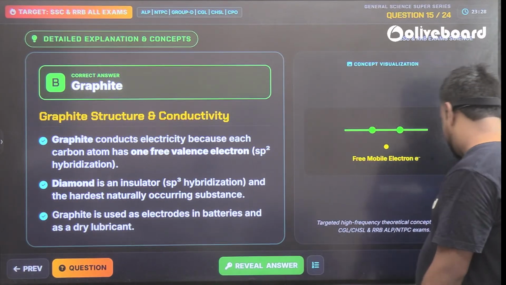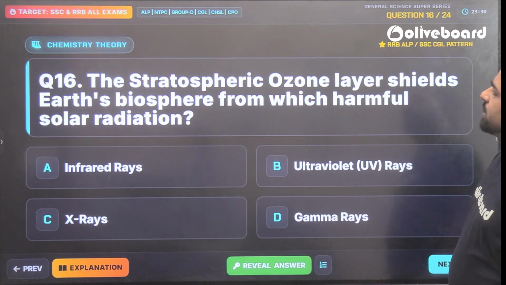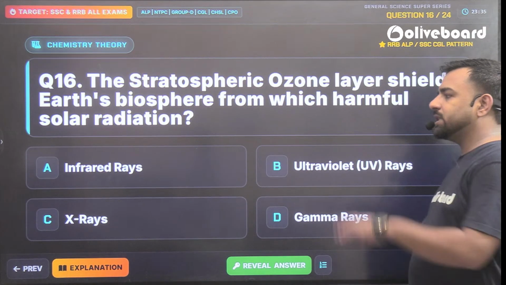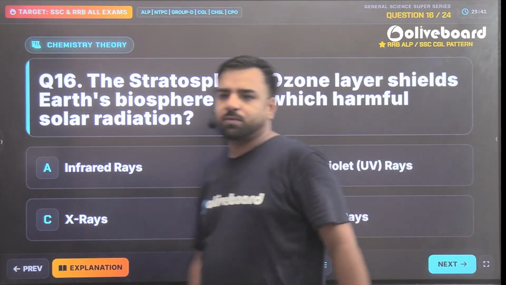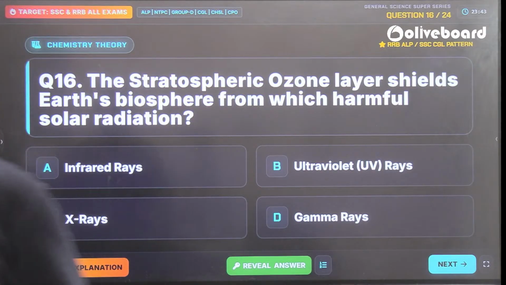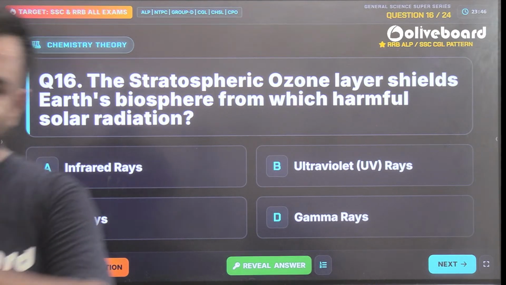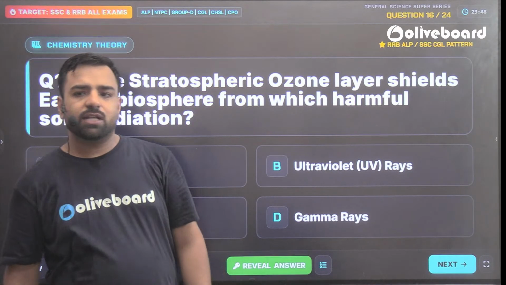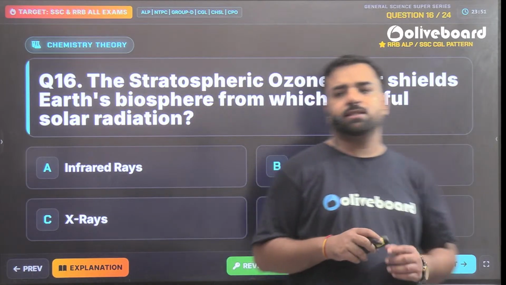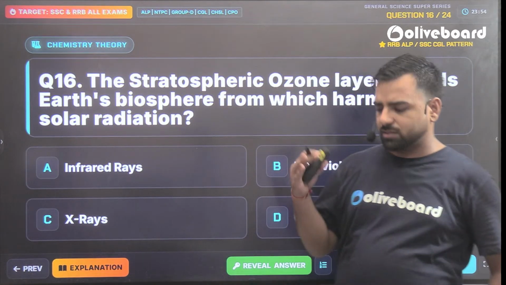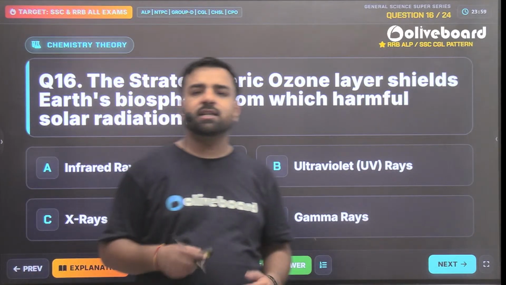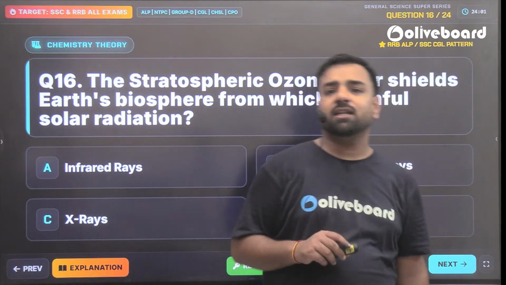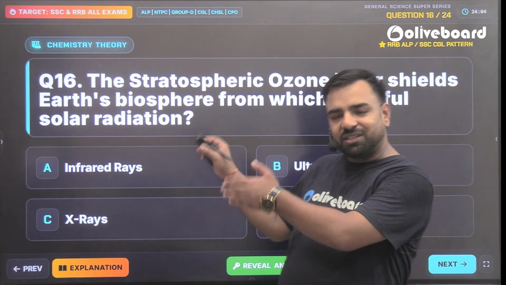Fine. Next, the stratospheric ozone layer shields Earth's biosphere from which harmful solar radiation? Is it infrared rays, X-rays, UV rays, or gamma rays? You have four options. Let us see what the correct answer is. Official Harry, Shubham and Manoj, you all are correct guys. Perfect. So tell me, UV rays which come from the sun are protected by what? They are protected by the ozone. Where is this ozone present? This ozone is present in the stratospheric layer. So that is what is asked here.